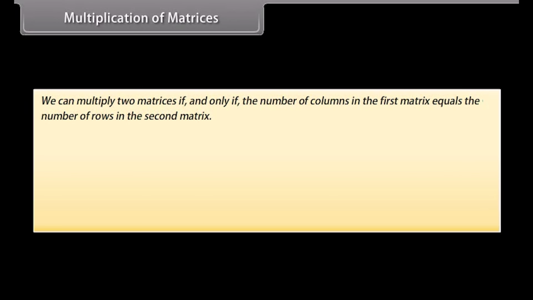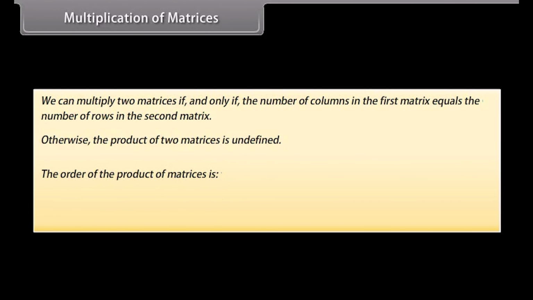Multiplication of matrices. We can multiply two matrices if and only if the number of columns in the first matrix equals the number of rows in the second matrix. Otherwise, the product of two matrices is undefined. The order of the product of matrices is rows of first matrix upon columns of the second matrix.